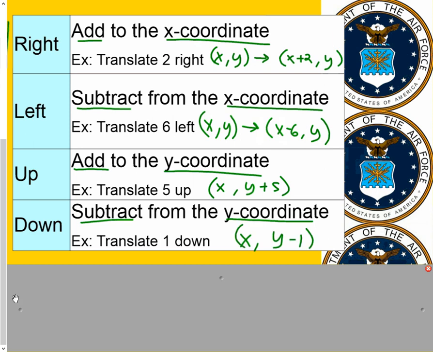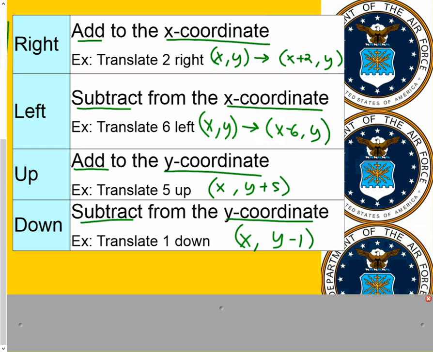So those are all rules that you should have in your notes. Those are rules that you hopefully will get used to the more we do. And we're going to practice that with a few examples now.